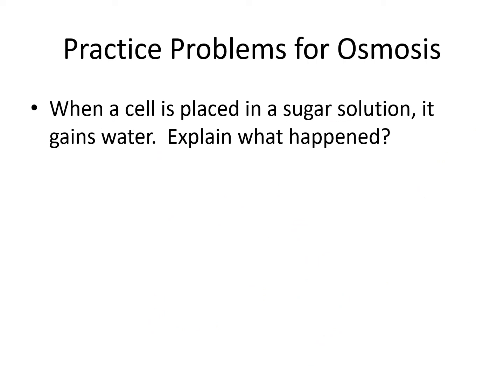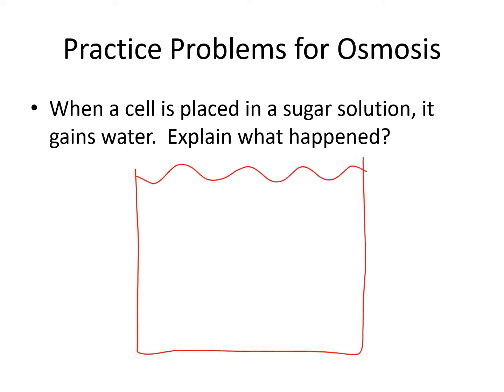The last practice problem is a little bit different. This one states, when a cell is placed in a sugar solution, it gains water. Explain what happened. So for this example, you just draw the situation. There's your beaker with the solution, and that is solution A, the environment. Here is your cell inside the beaker, and the cytoplasm is solution B.